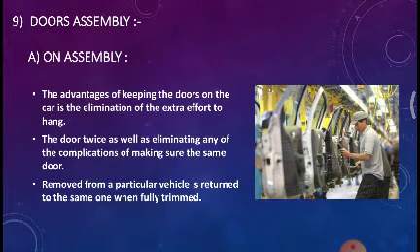Step 9. Door assembly. There are two types of door assembly, on assembly and off assembly. First, we see on assembly. The advantage of keeping the doors on the car is the elimination of the extra effort to hang the door twice, as well as eliminating any of the complications of making sure the same door removed from a particular vehicle is returned to the same one when fully trimmed.